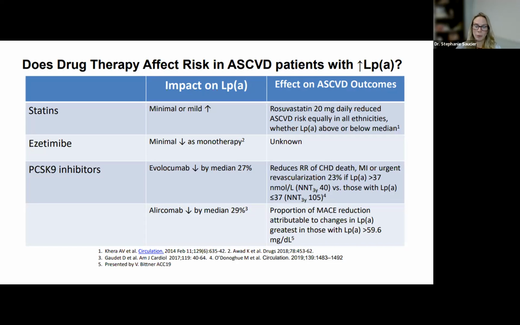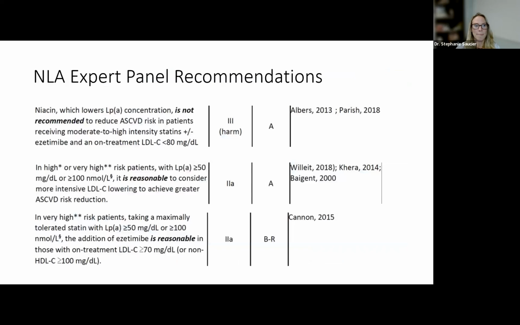Alirocumab decreased Lp(a) levels by a median of 29%, and the proportion of MACE reduction attributable to changes in Lp(a) was greatest in those who had an Lp(a) level greater than 59.6 milligrams per deciliter. Again, as you can see, there's changes across the measurements. So what about the NLA?